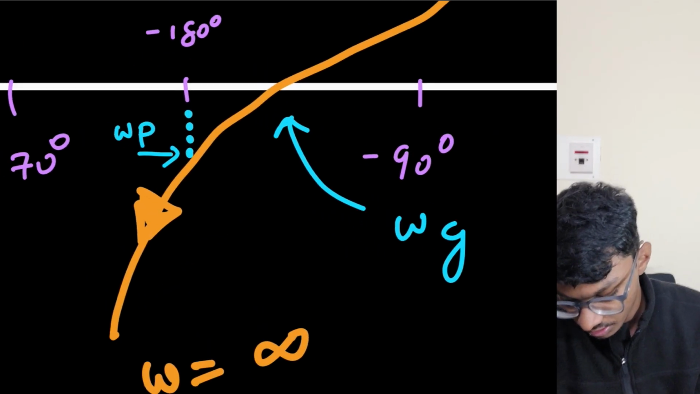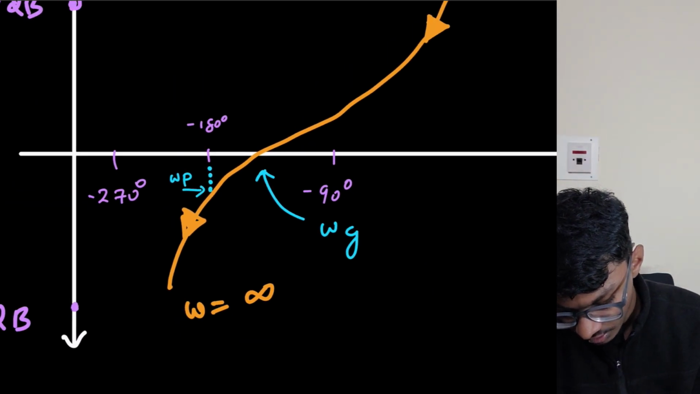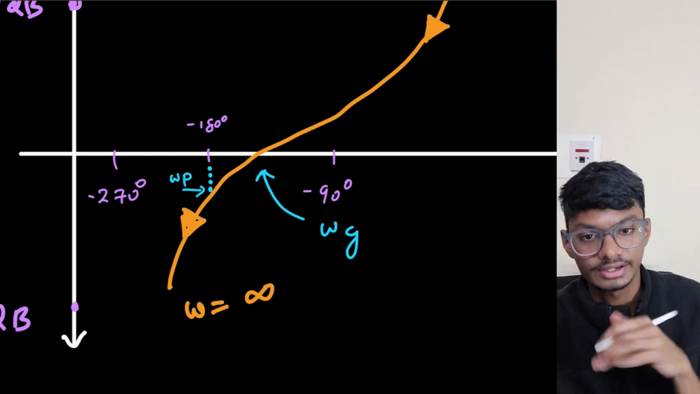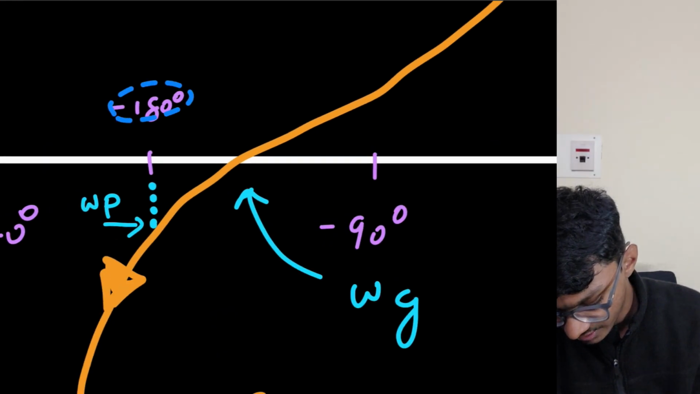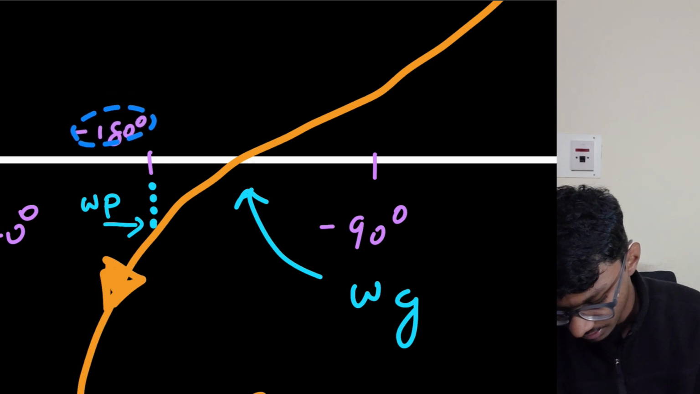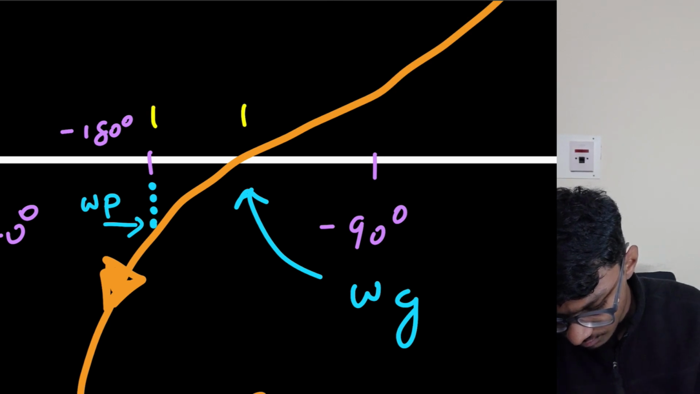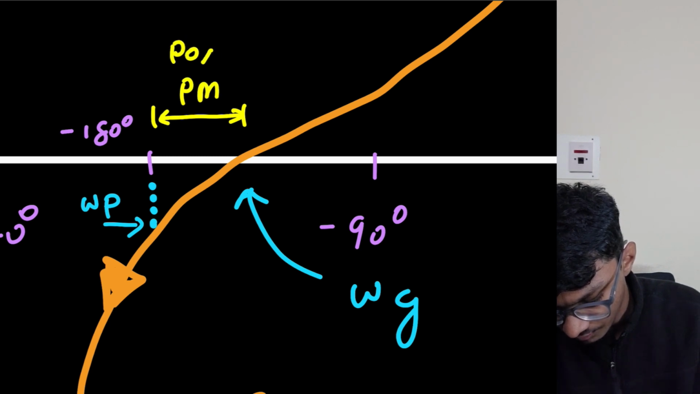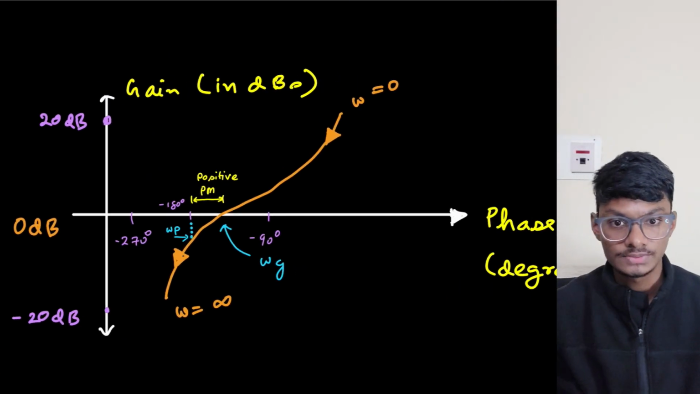So what about the phase margin? My gain is 1 here, so I need to provide a phase lag. I need to go in this direction to make my phase minus 180. So I have to provide a phase lag, not an issue. Positive phase lag is okay. So what is my phase margin? Let me bring this to here only, and this will be my phase margin. This is my phase margin, which is positive itself.